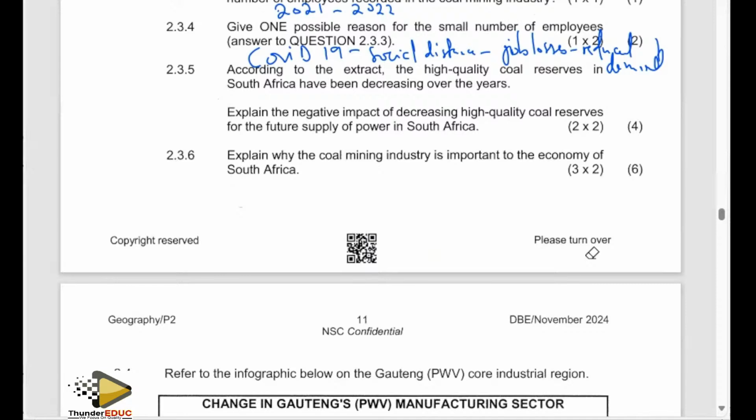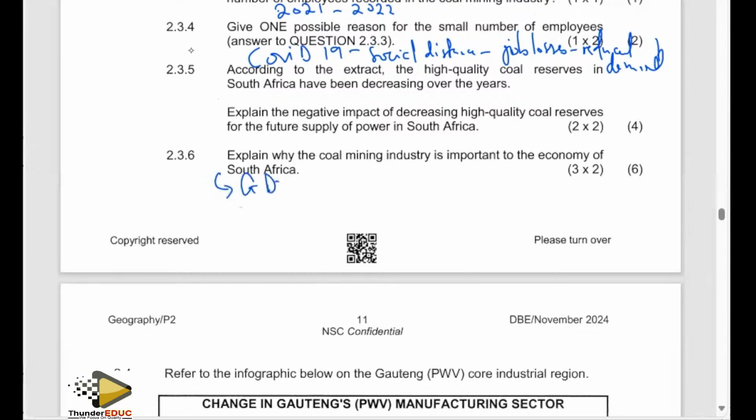Explain why the coal mining industry is important to the economy of South Africa. That is a general question. We are saying, why is coal mining important for the economy of South Africa? Right, there are so many points, we will not limit ourselves to what we discuss here, since there are lots of things that you can discuss.